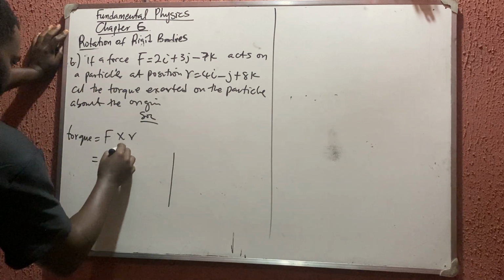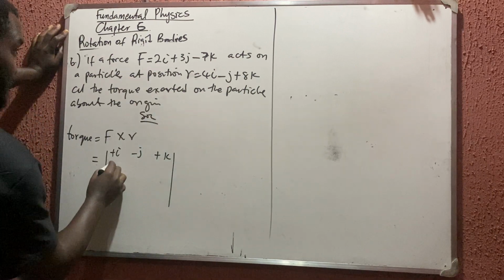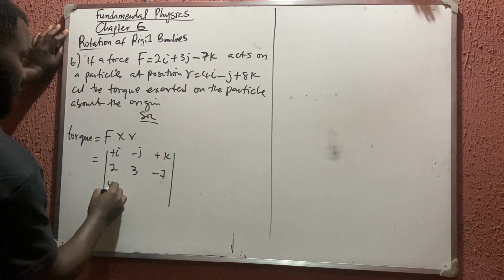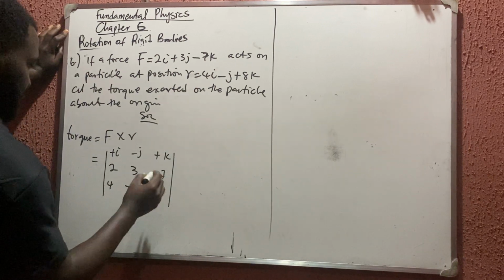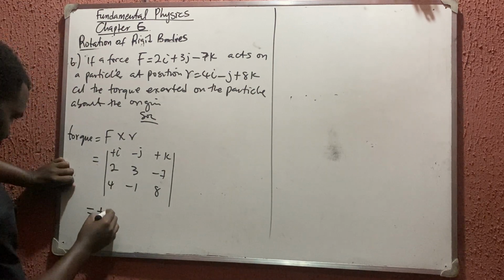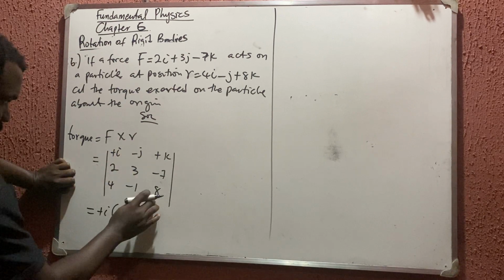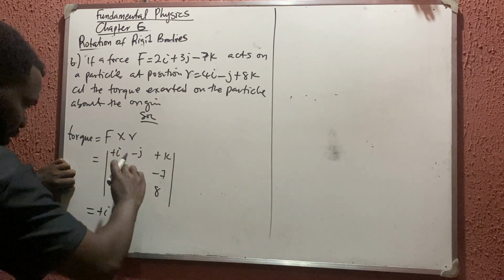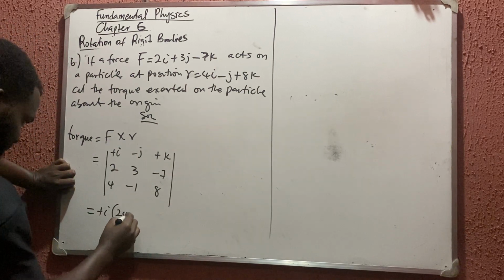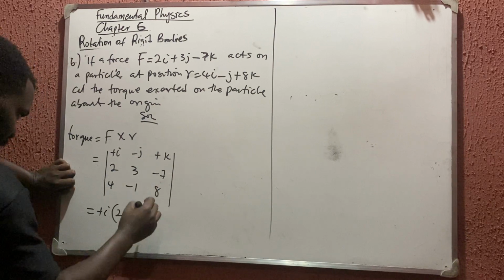So I have my i, minus j, plus k. For F, I'm going to have 2, 3, minus 7. For r, I'm going to have 4, minus 1, and 8. So now you pick your plus i, cover this row and column, and I am left with these four numbers. You do your left minus your right. So 3 times 8 is 24, minus, this time minus minus is plus, 7 times 1 is 7.